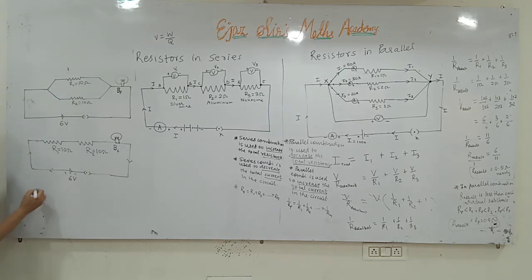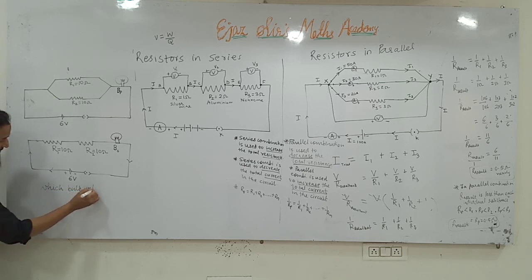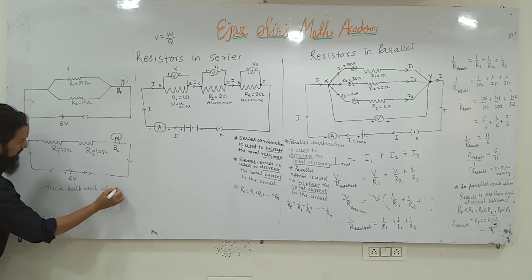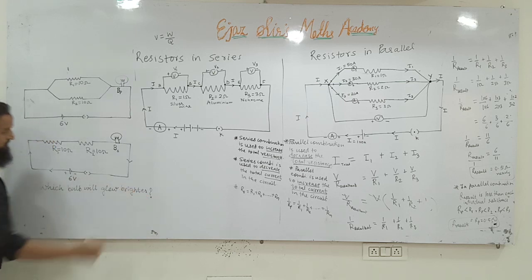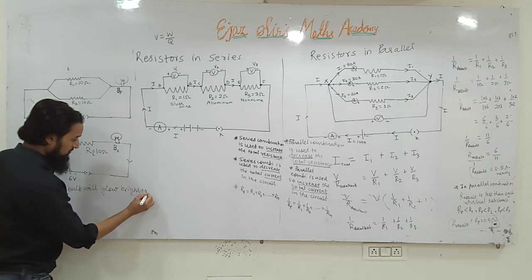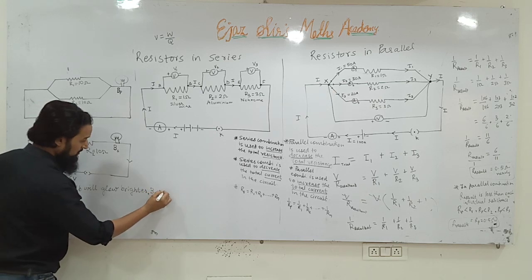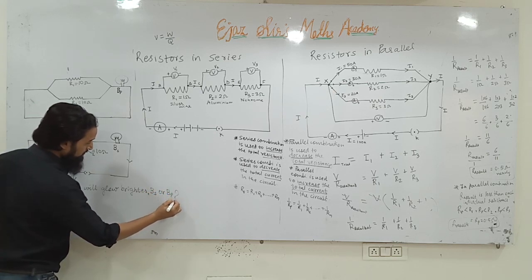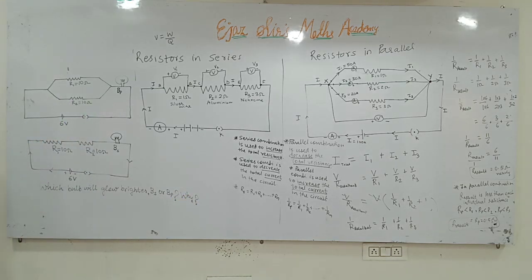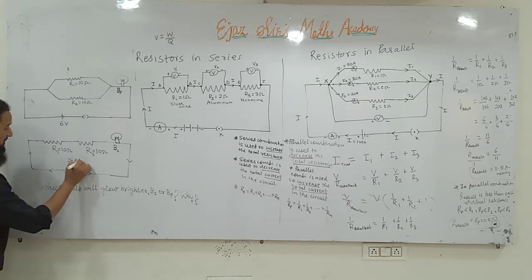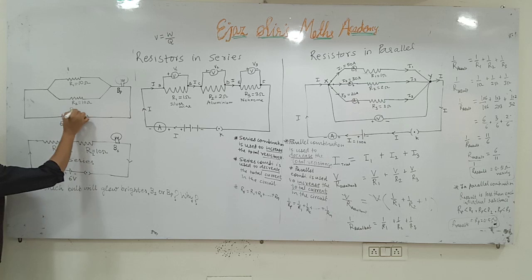Now you have to tell me which bulb will glow brighter. BS or BP, and why? Which bulb will glow brighter? This is series combination. You know, because the resistors are connected one after another, and this is parallel combination.